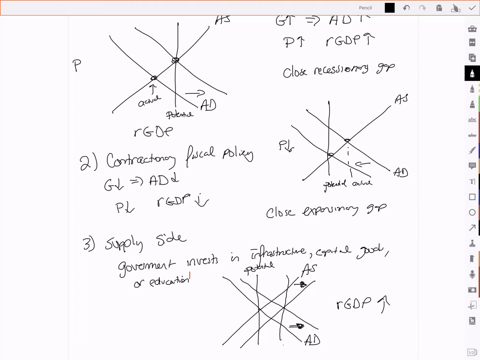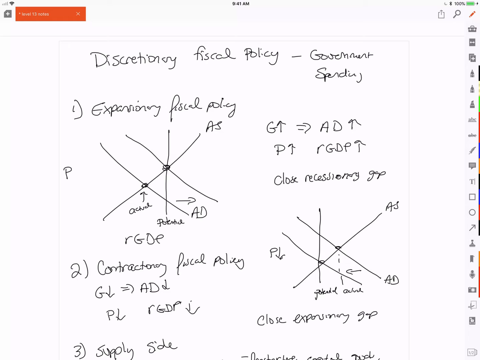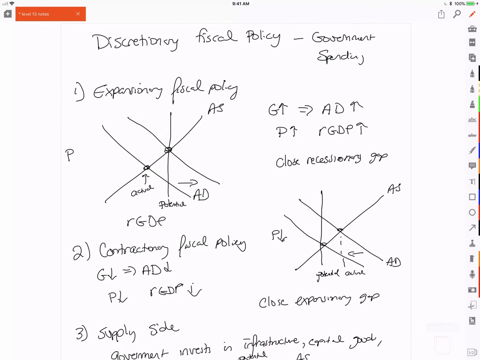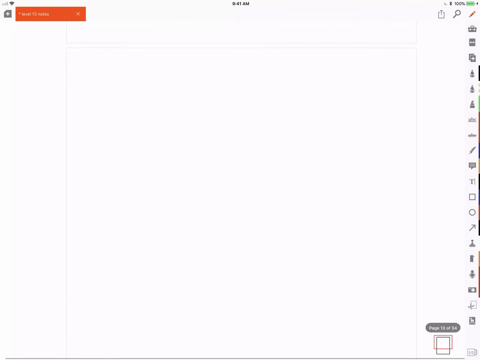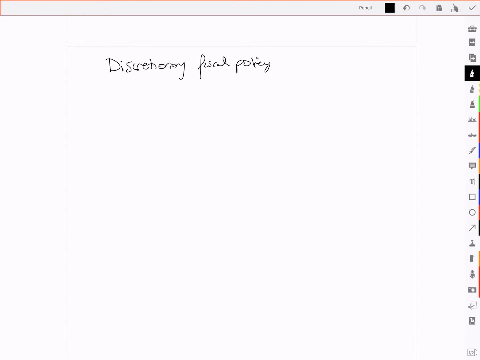All right, so this was all a change in government spending. Let's look at a change in taxes. So we're still looking at discretionary fiscal policy. The only difference now is we want to look at change in taxes. So let's add a blank page here. Okay. So discretionary fiscal policy. In this case, we're looking at taxation. So let's start with expansionary fiscal policy.